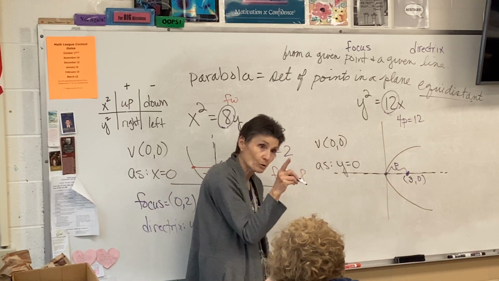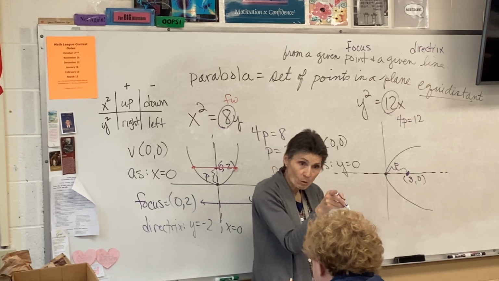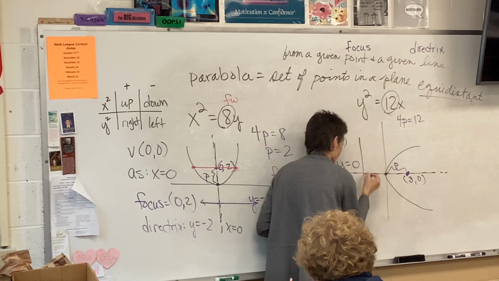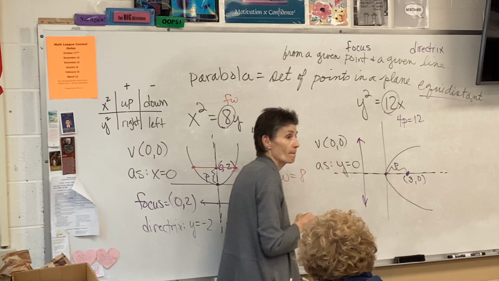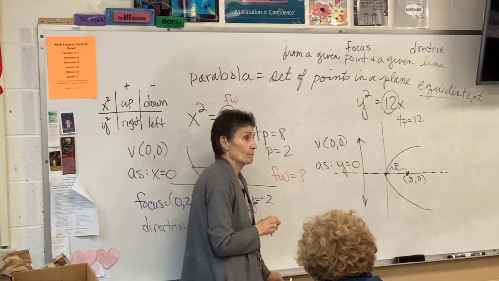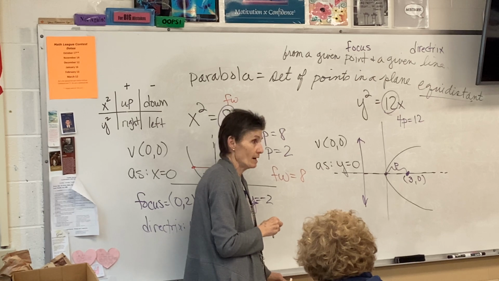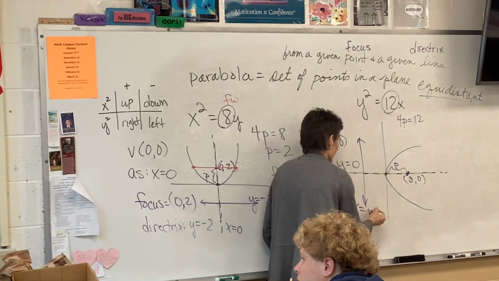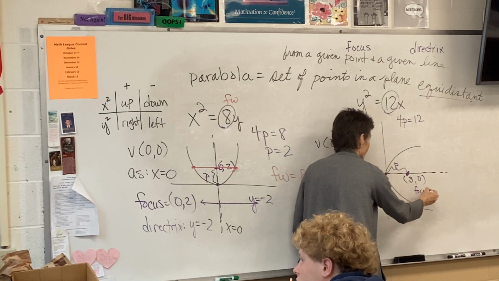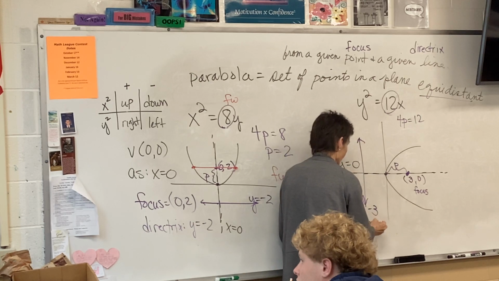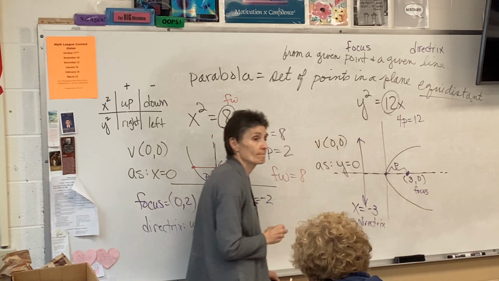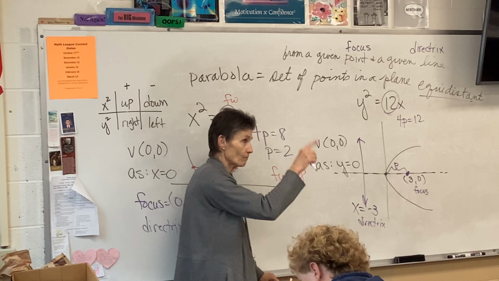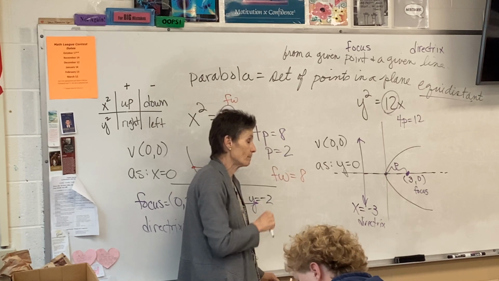And if I went forward 3 for my focus, I'm going to go backwards 3 for my directrix. What's the equation of that line? X equals -3, very good. So here's my focus, here's my directrix. Remember, they're equidistant. So as soon as you figure out how to get your focus, you know how to get your directrix in the opposite direction.